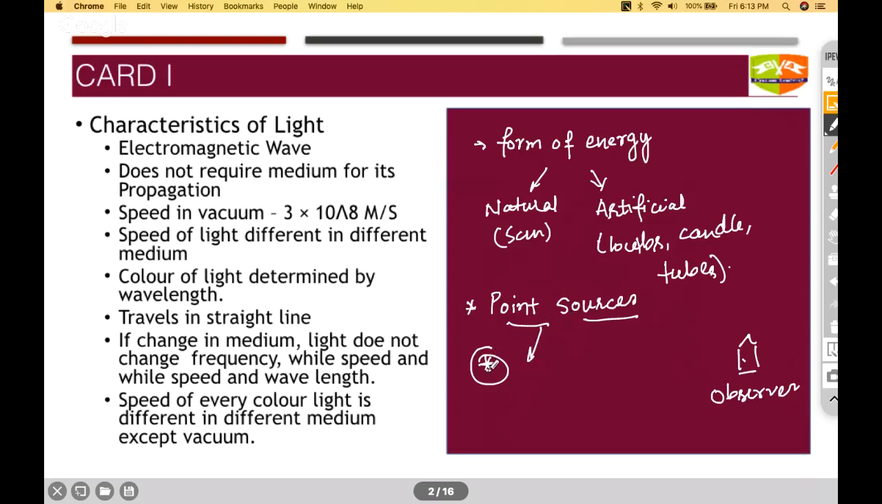And if with respect to observer, the size of source of light is not negligible, then what will we call it? We will call it extended source of light. So I define two kinds of sources: point source and extended source. Point source was where the size of the object emitting light is negligible with respect to observer. If it is not negligible, if it has some dimensions, it is comparable with respect to observer, then it would be extended source of light.